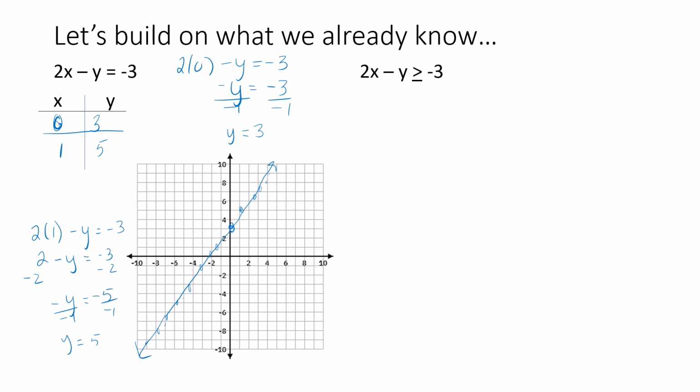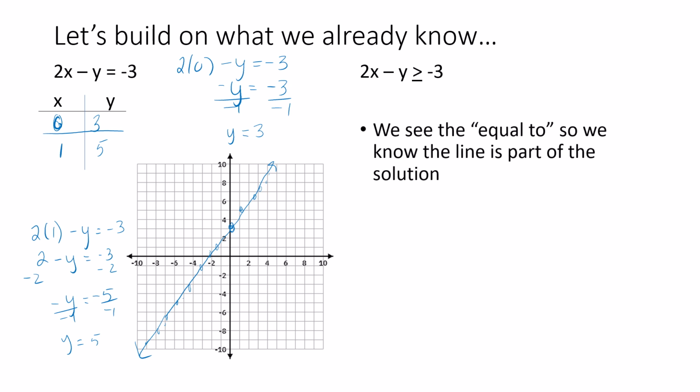Now, looking at the statement on the right, we've got 2x minus y is greater than or equal to -3. We should notice some things that are similar. First of all, we see the equal to, so we know that the line is part of the solution. I'm referring to right here. We know that means greater than or equal. Equal would also work, so that line that we just graphed is a part of the solution. We're going to start there. We've already got a bunch of the solutions on there.